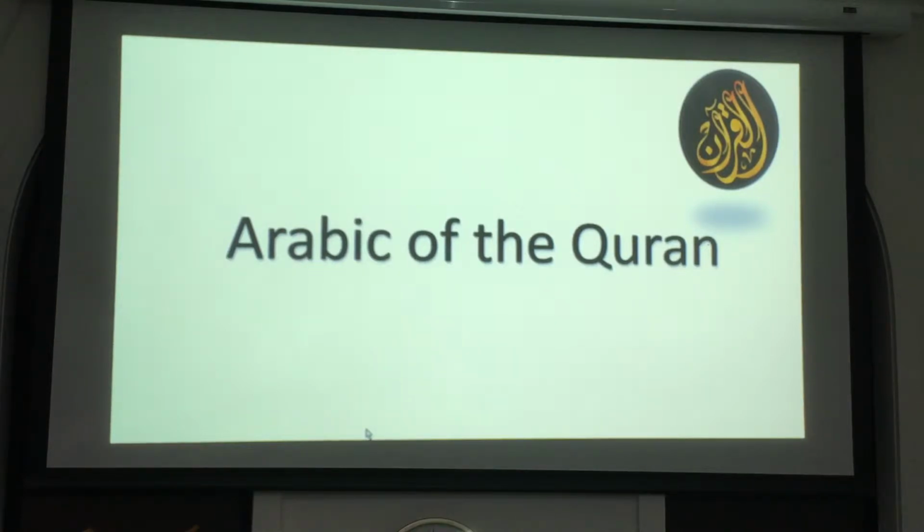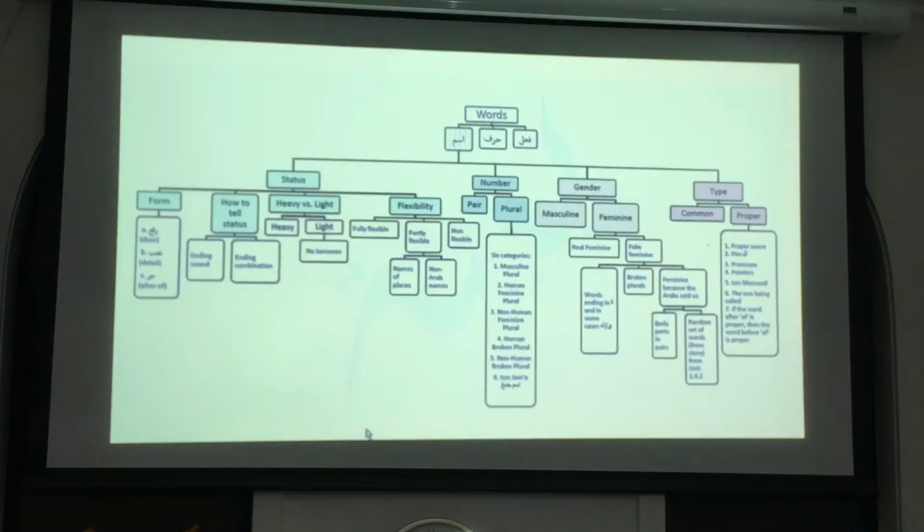Okay, so inshallah we'll start today's lesson. So we go through this one. We still remember this. I think we're pretty good with this now. We know status, 4 types of status. Number we know: singular, plural, and dual. Gender, masculine, feminine. There are a few reasons to be feminine.